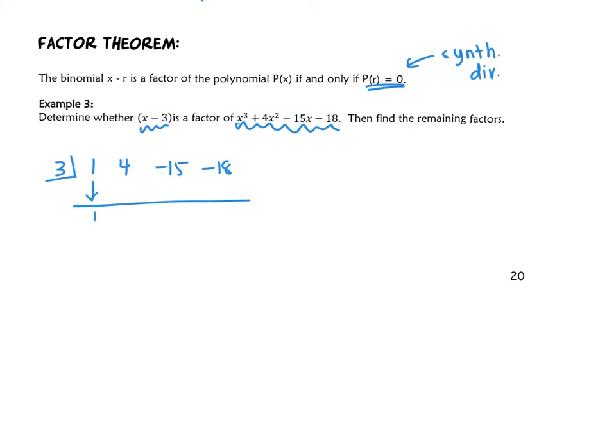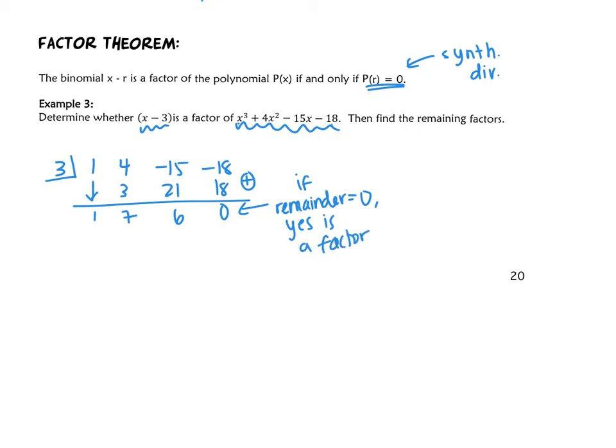Remember, first number comes down, then we're ready to multiply. So 3 times 1 is 3. Then add, so we get 7, 21. Add, we get 18. Add down. This number is our remainder. I will tell you, if the remainder equals 0, then we say, yes, this is a factor.